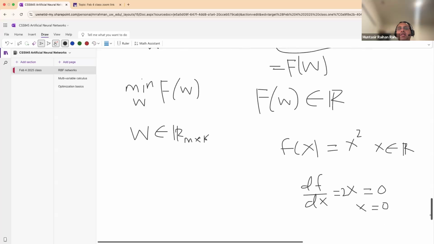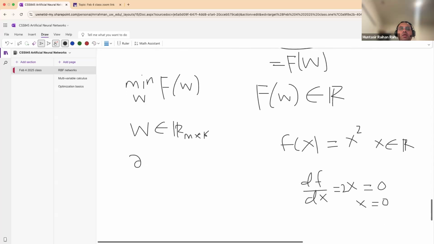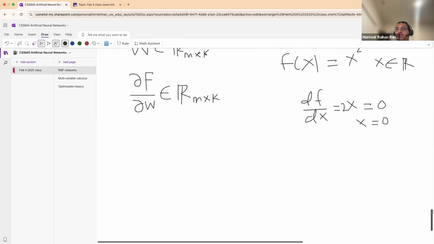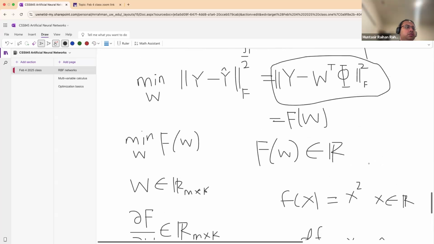So now, in this case, if I compute the derivative of this function with respect to W, this also is going to be a matrix. Okay. So that's why we need to understand taking derivatives with respect to a matrix, because in this case we have to take a derivative of a scalar with respect to a matrix, and that object is also another matrix.